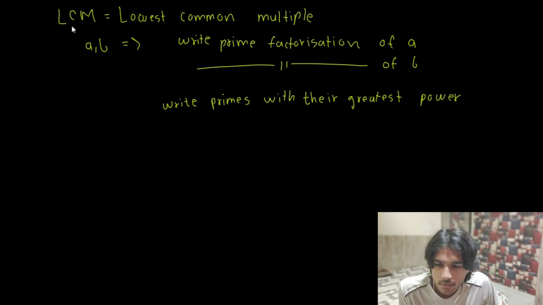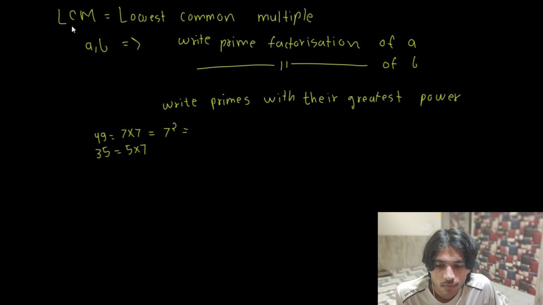So let me take the previous examples, 49 and 35. 49 can be written as 7 multiplied by 7, thus it can be written as 7 to the power 2. 35 can be written as 5 multiplied by 7. Because the prime numbers occurring in the prime factorization are 5 and 7, I will write it as 5 to the power 0 and 7 to the power 2.